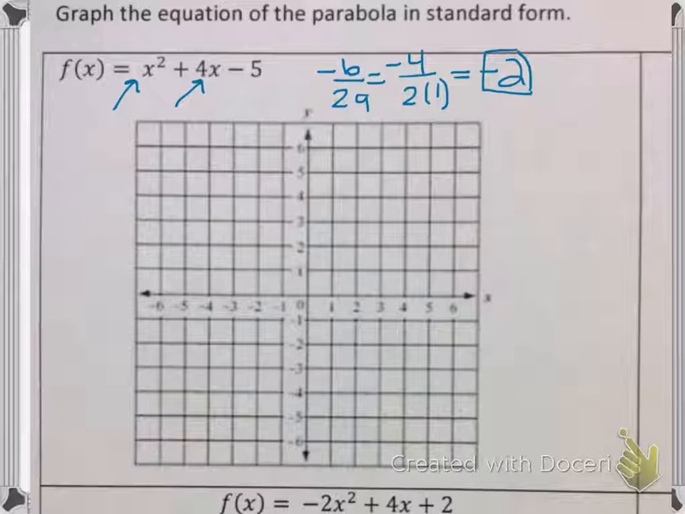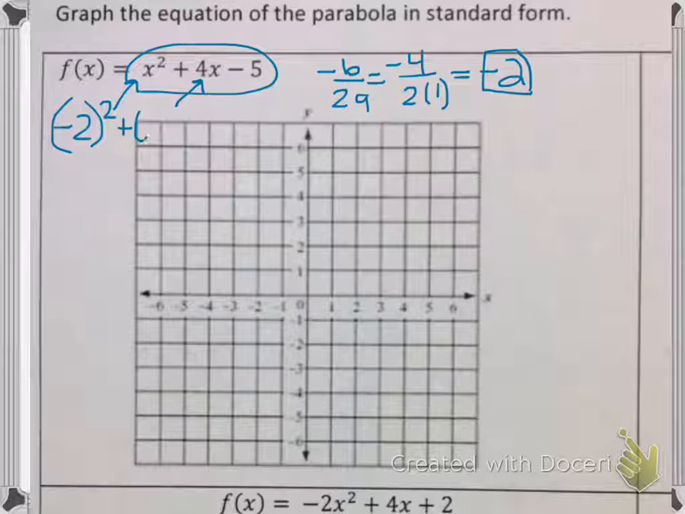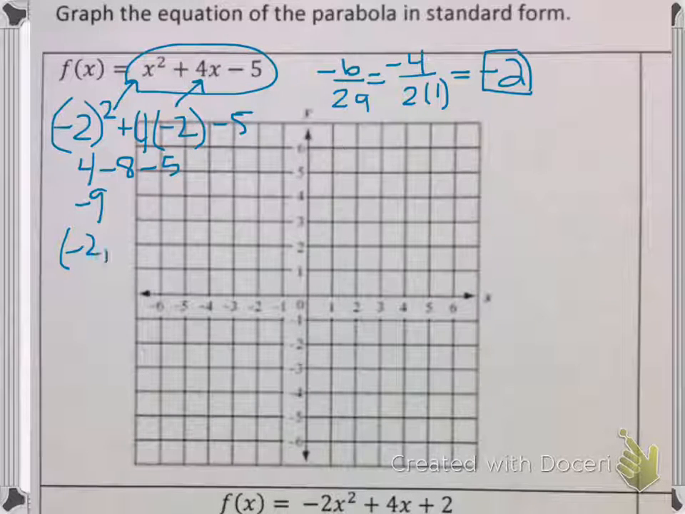To find my y value, I'm going to take that negative 2 and substitute it back into this equation up here. So I'm going to go negative 2 squared plus 4 times negative 2 minus 5 and find that value. Negative 2 squared is 4. 4 times negative 2 is a negative 8, and then minus 5 from back behind. So I have 4 minus 8 minus 5, and that value is a negative 9. So in this first example, my ordered pair is negative 2, negative 9 that I'm going to graph.